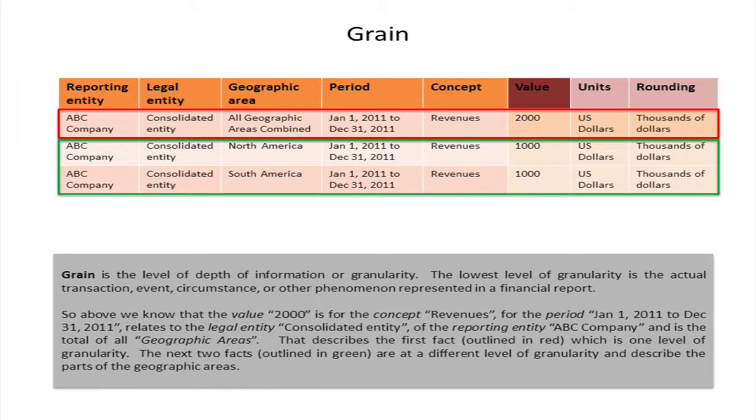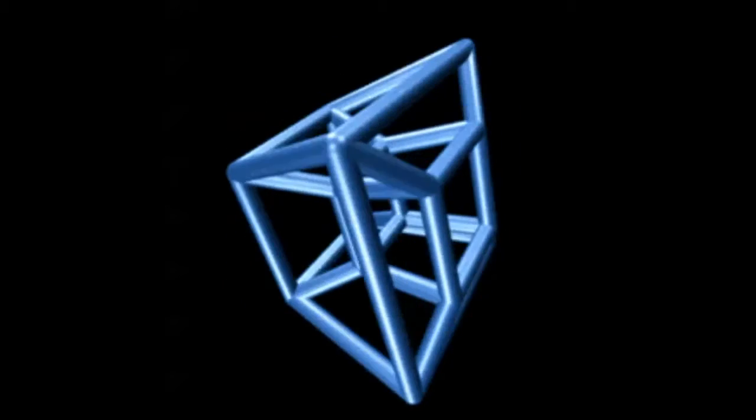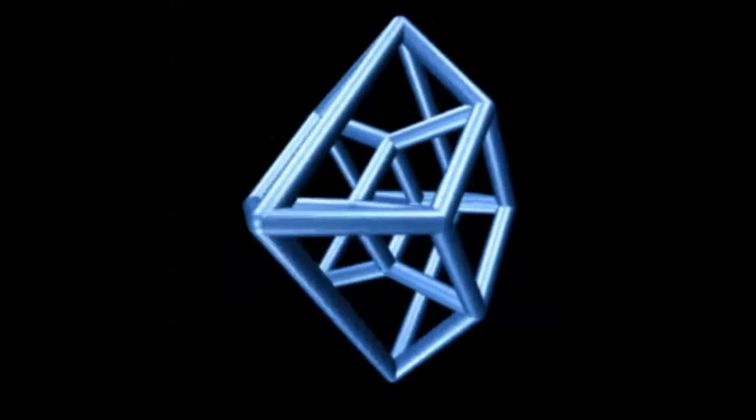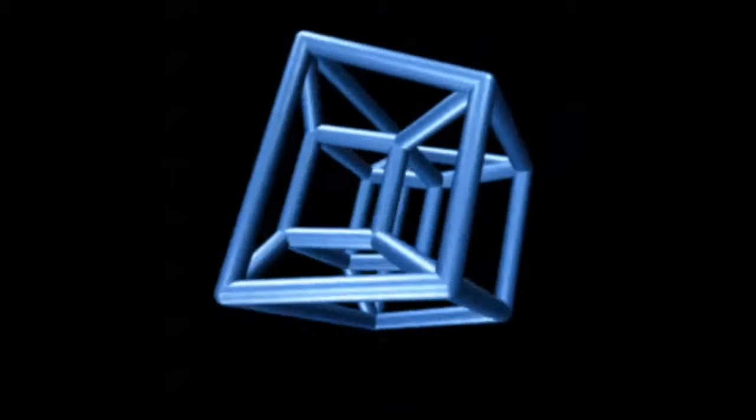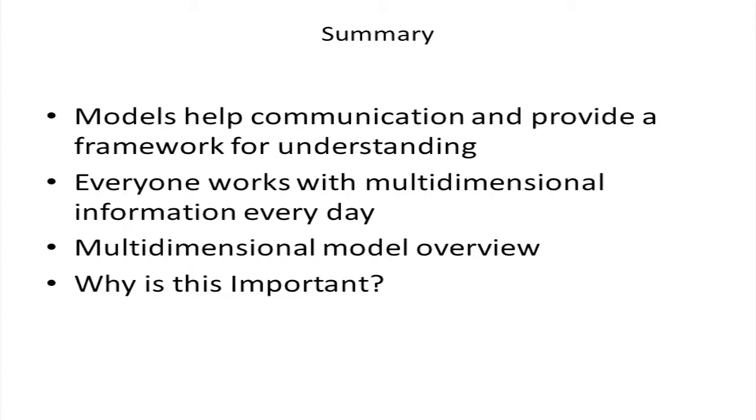So you may be asking yourself, why is this important? Why do I need to know the multidimensional model? Take a look at this video and think about what is necessary to implement something like that within a software application. How would you describe the pieces of what you see there? That's what a model does. So again, think back on that rotating object that we saw. Models help communication by providing a framework to think about something, a framework for understanding.